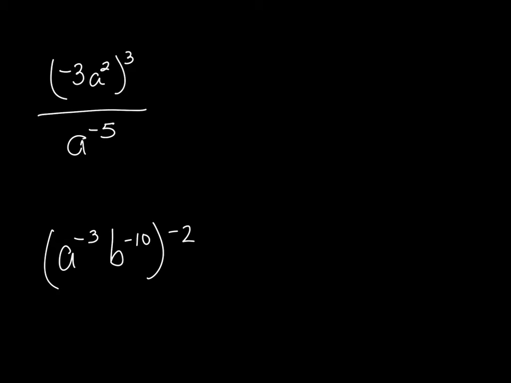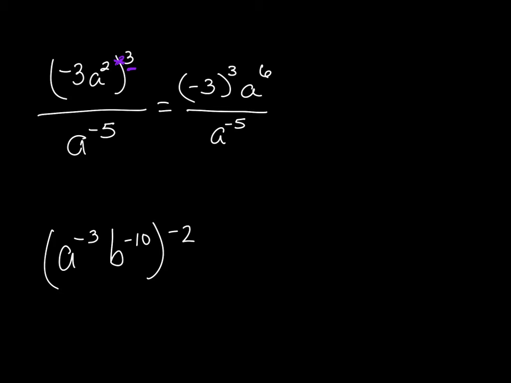All right, so with this first one, remember the exponent gets distributed to the number first. So I'm going to start writing that as -3 to the third power. Then I'm going to multiply my two exponents together, and I'm going to get a to the 6th. And in the denominator, I'm just going to leave that as a to the -5 right now.